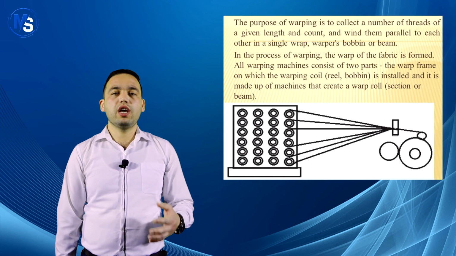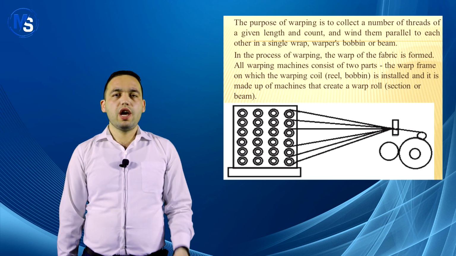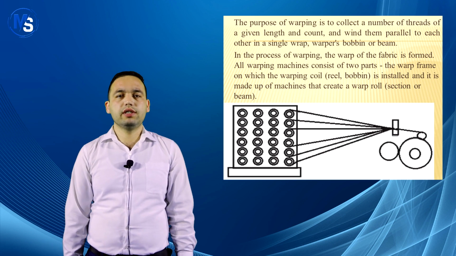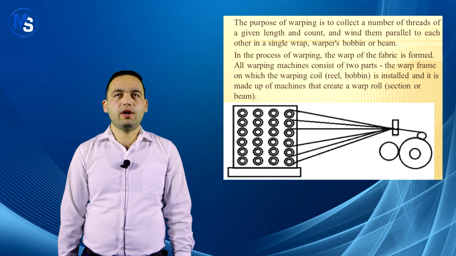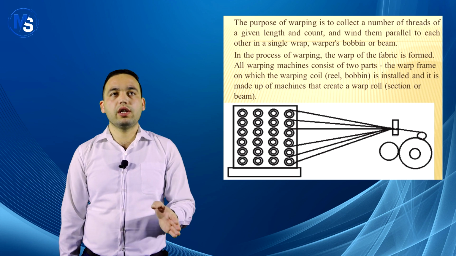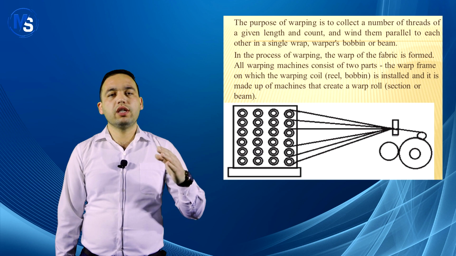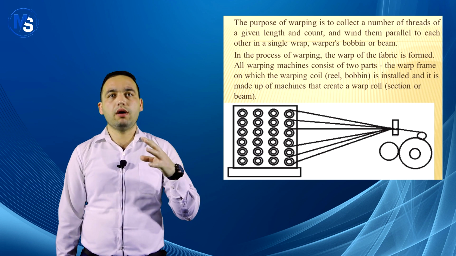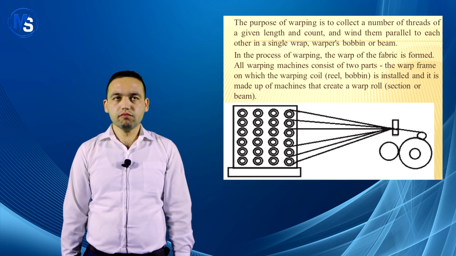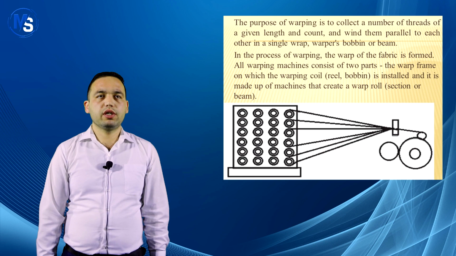If we speak about this process, the purpose of warping is to collect a number of threads of given lengths and count and wind them parallel to each other in a single warp, and it will be on a warper beam, or simply a beam. In the process of warping, the warp fabric is formed.